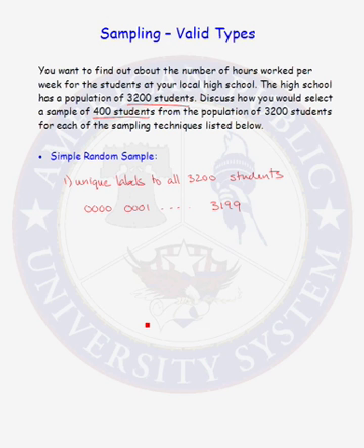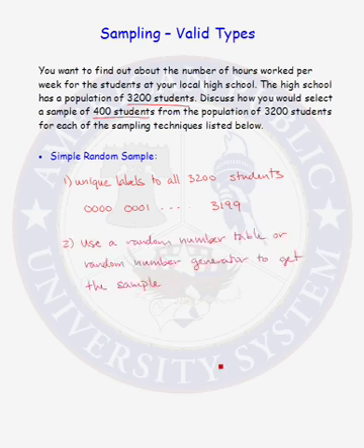If we want to use simple random sampling, the first thing we should do is assign unique labels to all 3,200 students. One way to do that is to use 4-digit labels starting with 0000, 0001 all the way up to 3199. Once we've assigned unique labels to all 3,200 students, we want to use a random number table, selecting 4 digits at a time from the table, or a random number generator to get the sample. And we would have our simple random sample of size 400.